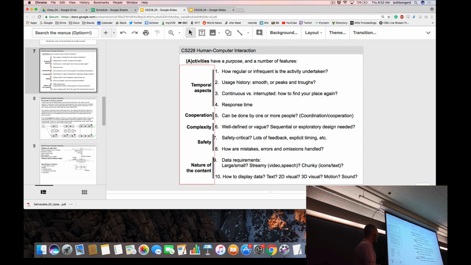Lots of feedback, explicit timing, and so on. Maybe your system isn't going to cause direct physical harm to a user, but the system might make mistakes, or users might make mistakes. How are you going to handle mistakes, errors, and omissions? For example, are you going to take a proactive approach? So if the user does something, the system might say, are you sure this is what you meant? Are you sure you want me to do X?